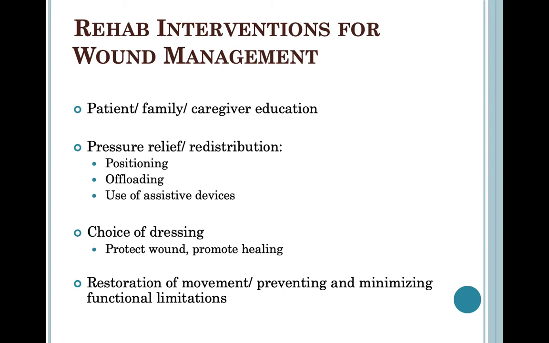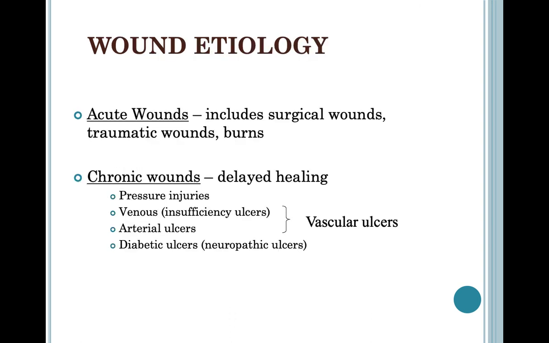The next thing that we need to be attentive to is the choice of dressing. So obviously dressings help to protect the wound and promote healing, but we'll talk a little bit more about matching the type of dressing that we recommend to characteristics of the wound. For instance, if we have a wound that's very dry, we may choose a dressing that's going to be able to add some moisture. Conversely, if the wound is very wet, we'll have to be thinking about an absorbent dressing. Then finally, throughout the wound healing cascade, even well after the wound has actually closed, we'll be talking about the restoration of movement and preventing and minimizing functional limitations.